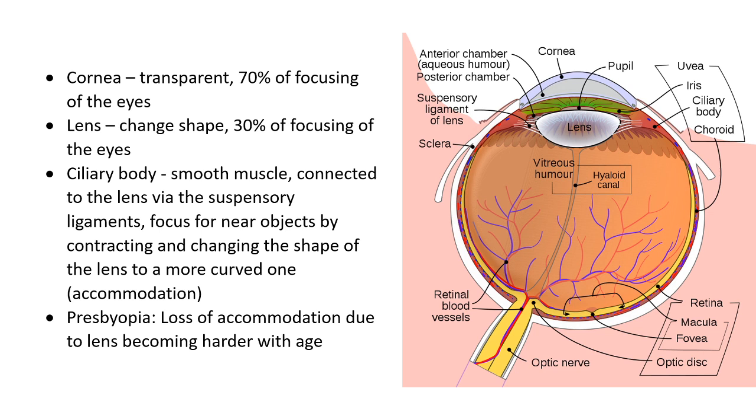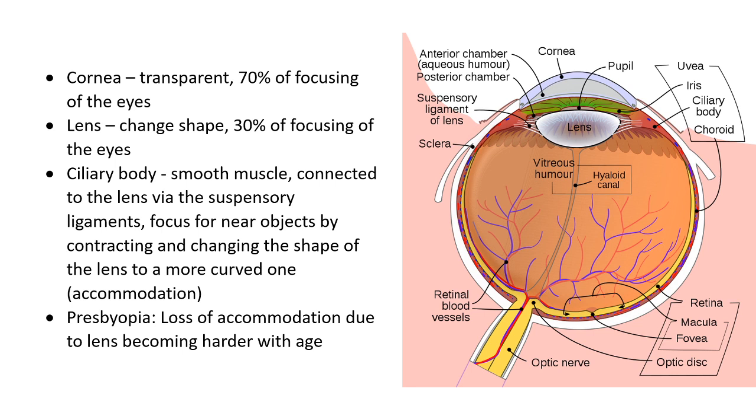Now onto the anatomy of the globe of the eye. The eye is made up of 3 main layers. A tough outer coat, which is transparent anteriorly to allow light to enter, which is the cornea, and opaque posteriorly, which is the sclera.